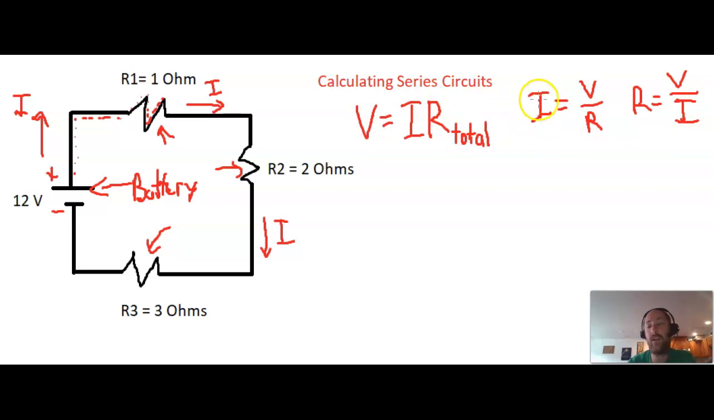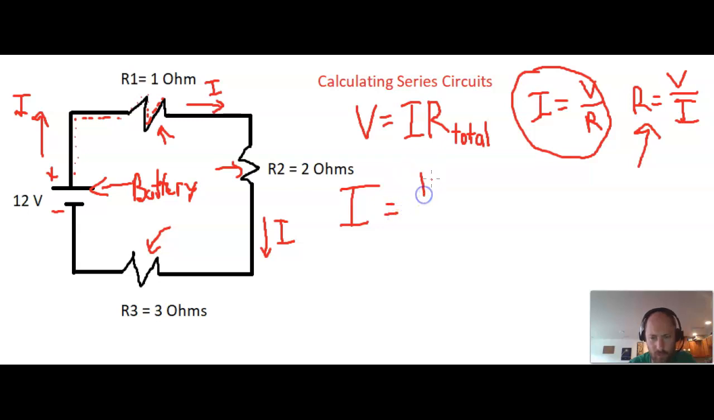So if you're trying to solve for the current, like we are in this problem, we'd want to use this middle equation. But if you wanted to solve for the total resistance, you might want to use this equation on the right. Or if you were trying to solve for the voltage, you'd use this equation on the left. So we're going to use this middle equation, because we're trying to solve for I. So I is equal to, we know that our voltage is 12 volts. And then the tricky part is, what is R total? And it's really not that tricky in this situation. R total is adding up all of the resistors.